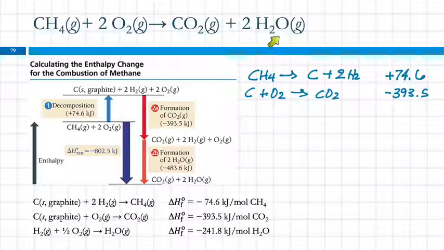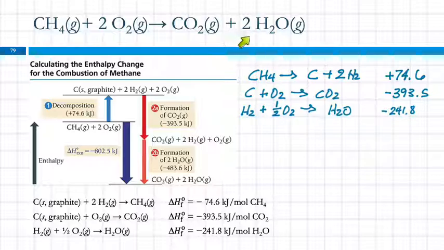And the other thing I need over here is water. The reaction that had water was H2 plus 1/2 O2 made H2O. And that was minus 241.8. But I need 2 waters, right? So I need to multiply this reaction by 2, and then this gets multiplied by 2 as well.